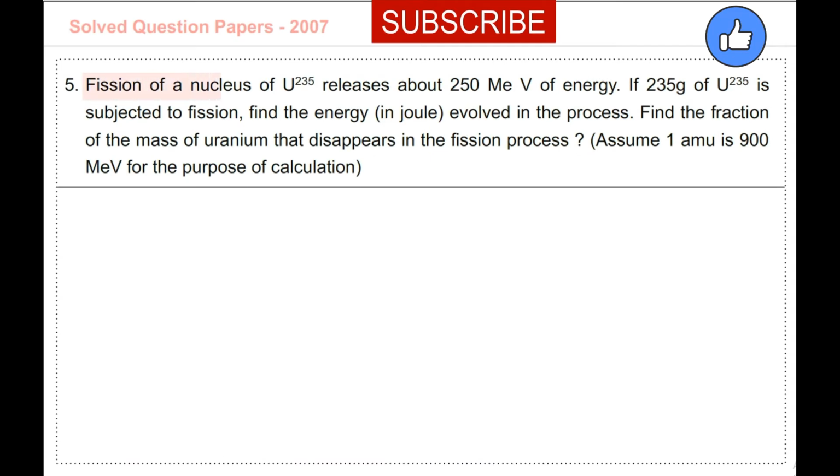Fission of a nucleus of uranium-235 releases about 250 mega electron volts of energy. If 235 grams of uranium-235 is subjected to fission, find the energy in joules evolved in the process. Find the fraction of the mass of uranium that disappears in the fission process.